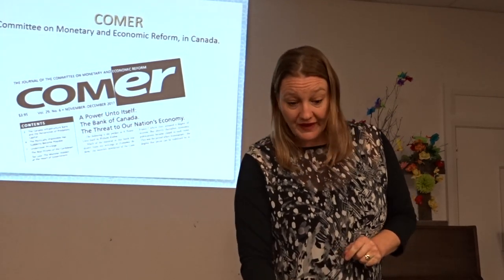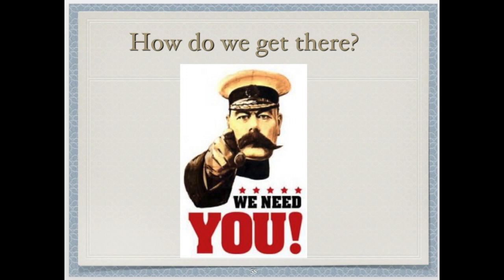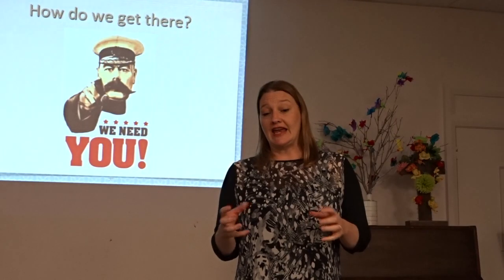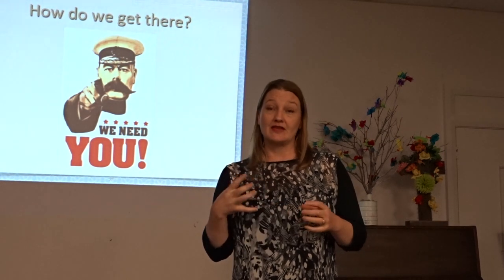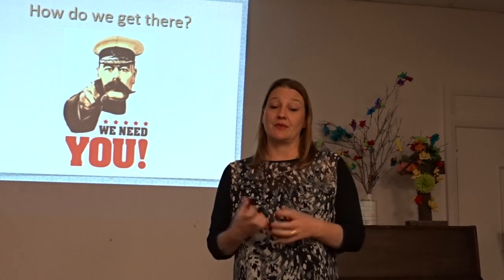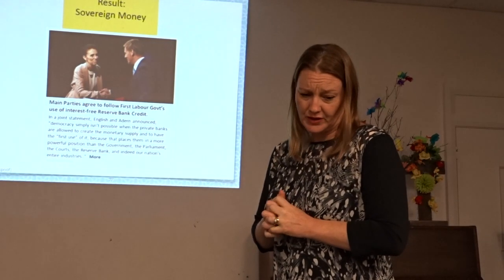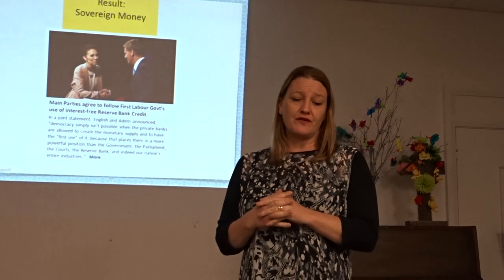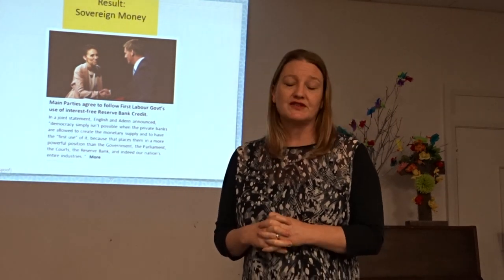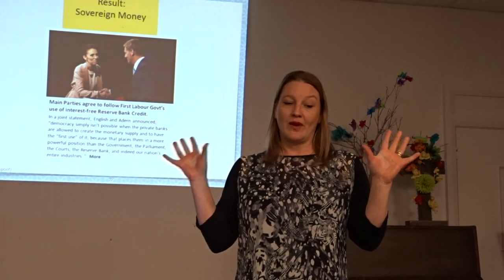So there's all our methods. So how do we get there? We need you. Anything you can do at all is really important. Any of those things I've talked about, in any capacity you've got, is the way there, because to make the political change happen, it has to be from the ground up. And when that happens, we will get our sovereign money, and here we have a lovely screenshot of a future headline we're going to have one day. It's from the Herald, and it says, the main parties agree to follow the first Labour government's use of interest-free Reserve Bank credit. And then we'll have our sovereign money.